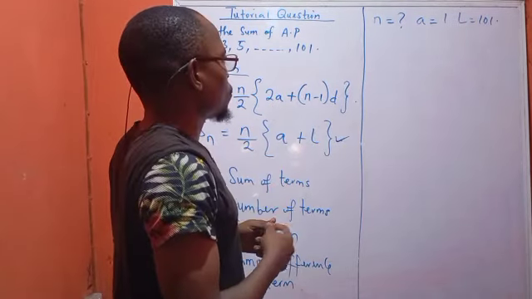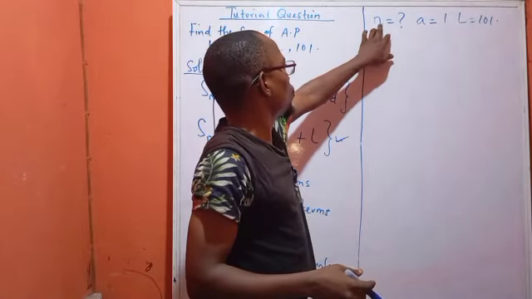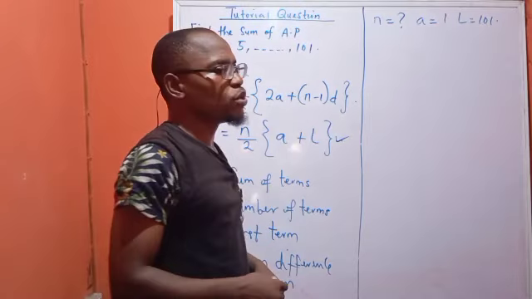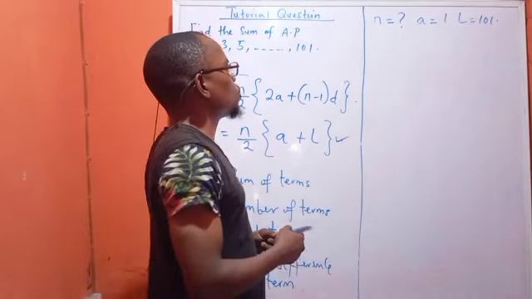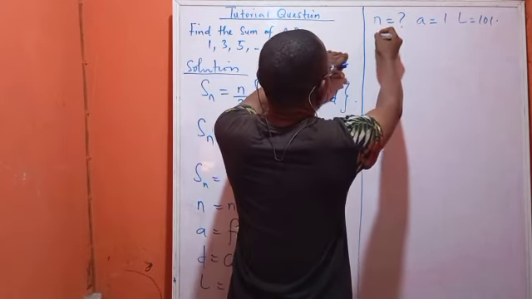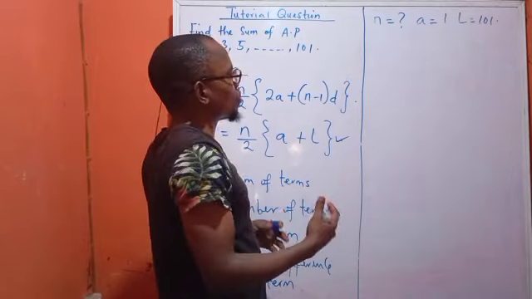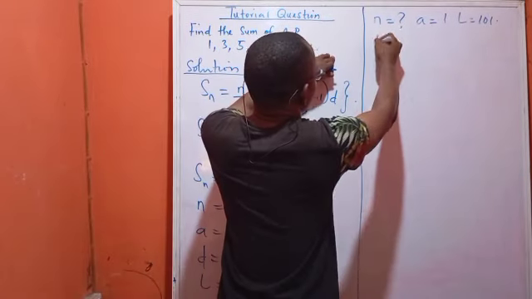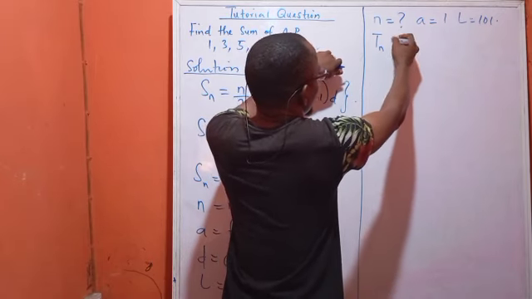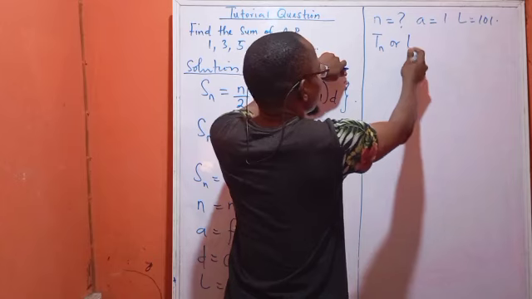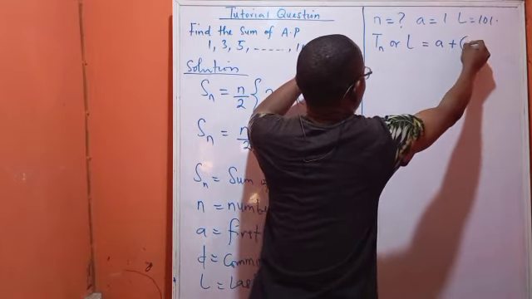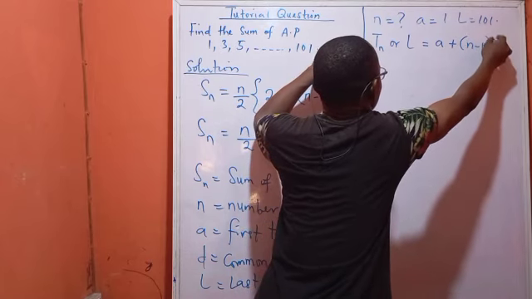Now for us to be able to find this n, we are going to bring in another formula, which is called the nth term formula. In some materials or textbooks, you can see something like this: Tn, which is the nth term, or we say l, our last term, equals a plus (n minus 1)d.